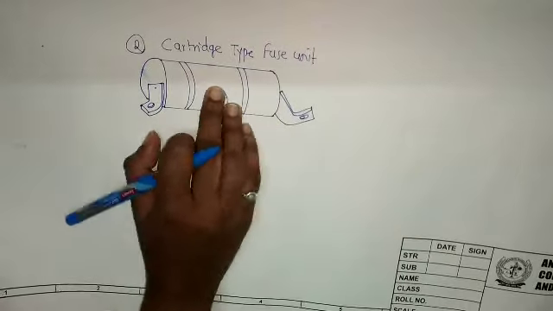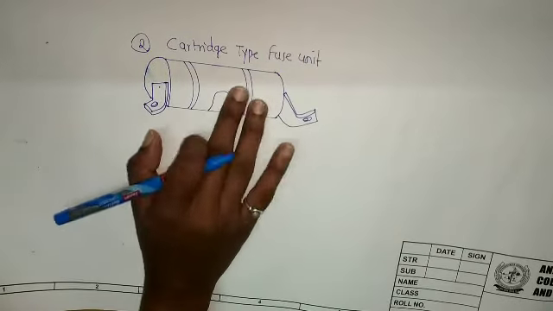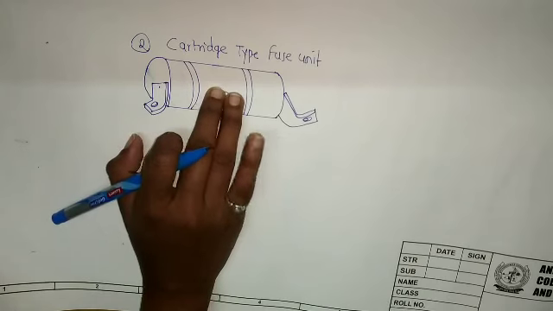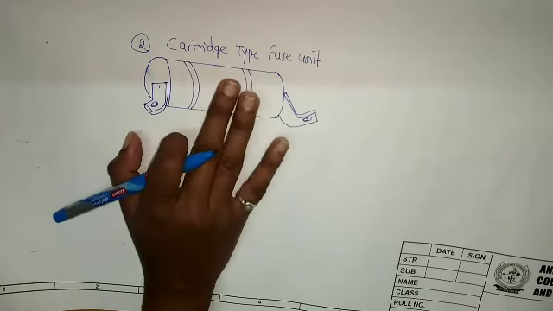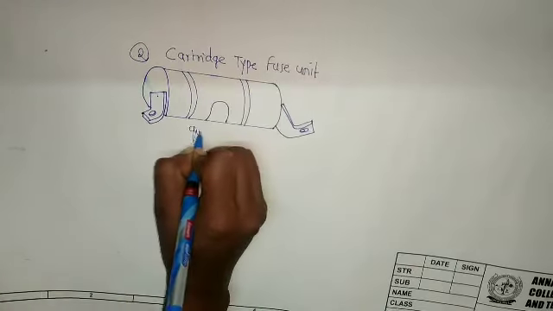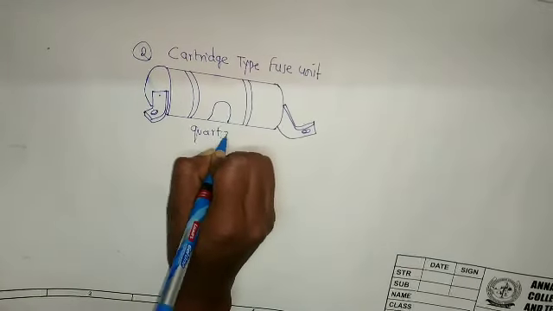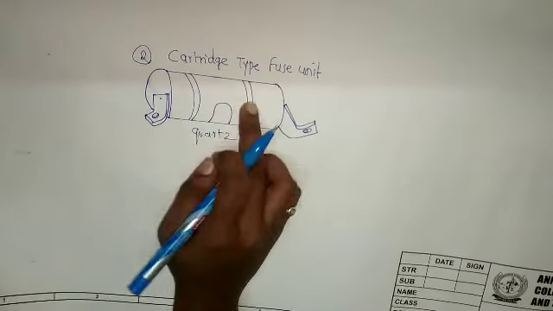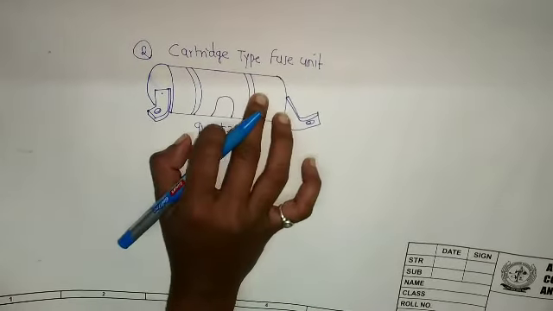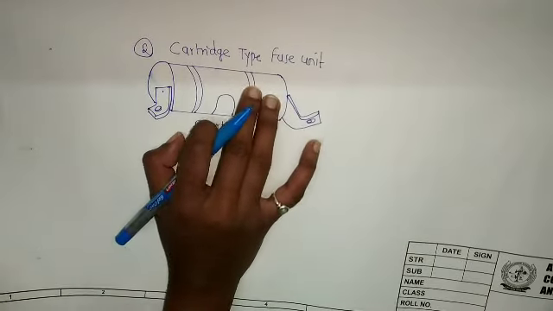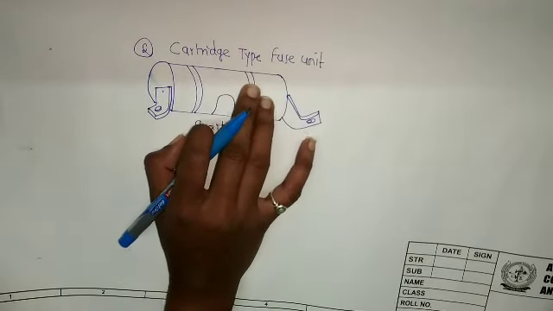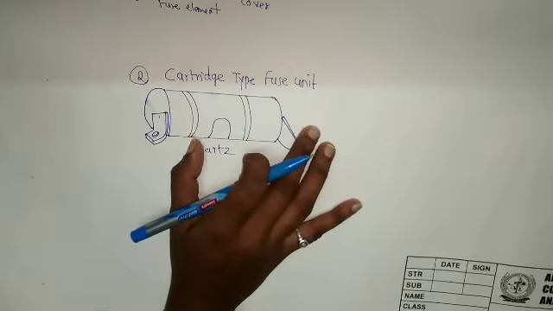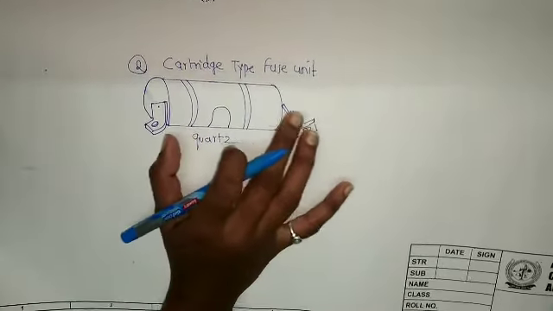Now in this container the fuse element is placed, and this container itself is filled with quartz. So this container is heat resistant, a good insulating material, and is completely sealed. As I told you, this complete container is enclosed. That means we cannot open it.